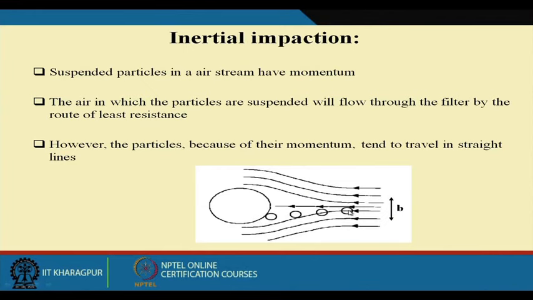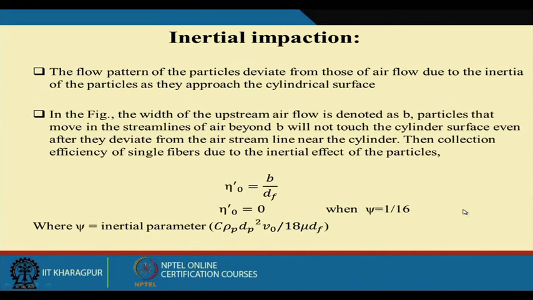When you say inertial impaction, instead of following the curved path, the particle will follow the straight path, because the air is flowing straight. So the inertia, instead of going this way, makes the particle follow the straight path and deposit on the surface of the solid matrix. If the particle is collected through this, we call it a particle collected due to inertial impaction.